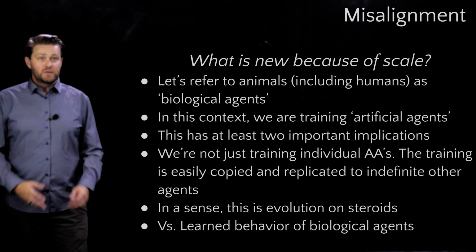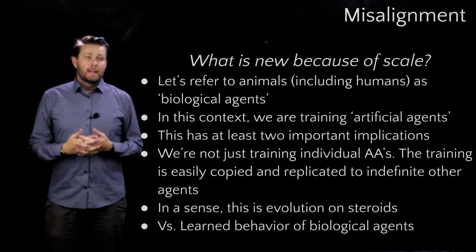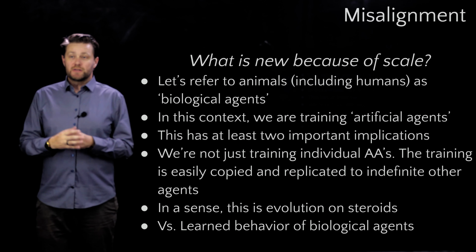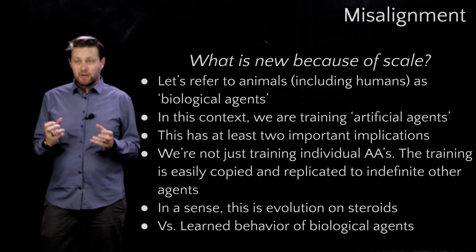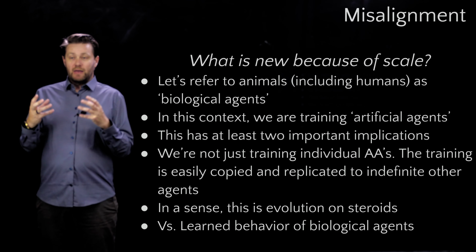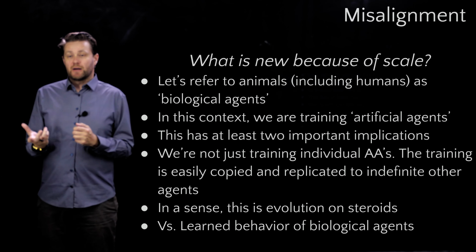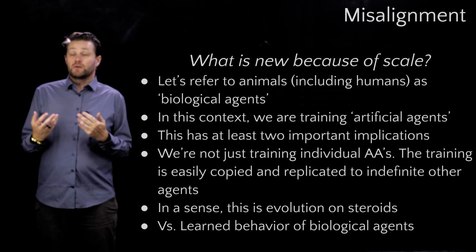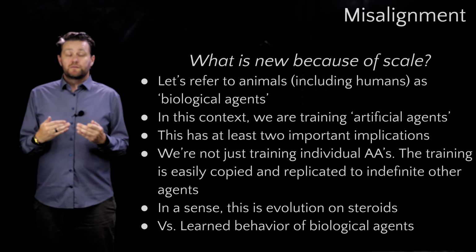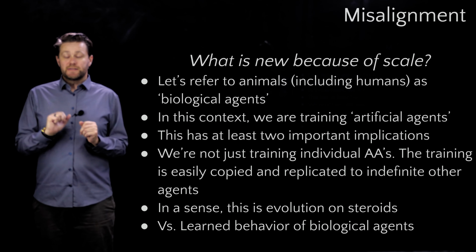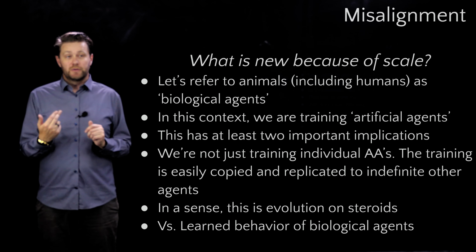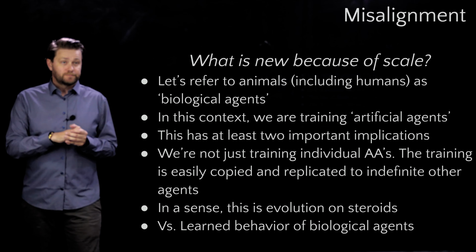All right, what is new because of scale? So we're going to call animals, and that can include human animals, biological agents, right? Reinforcement learning has an agent. Let's call those biological agents. And the context that we care about, we're training artificial agents. So this has at least two important implications. One has to do with scale, one has to do with the capabilities of the system.